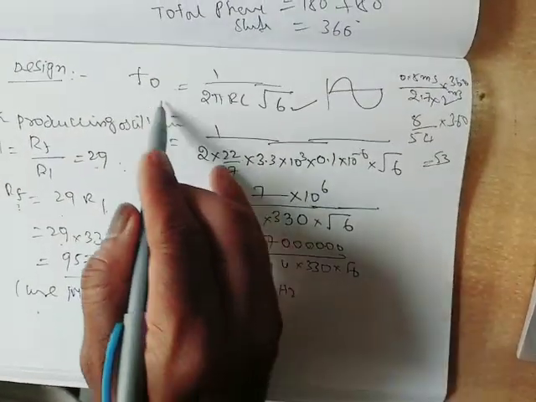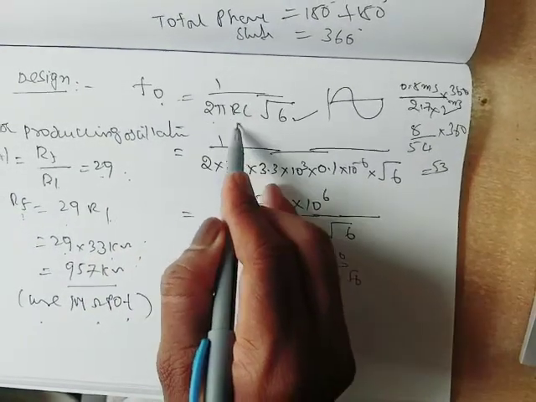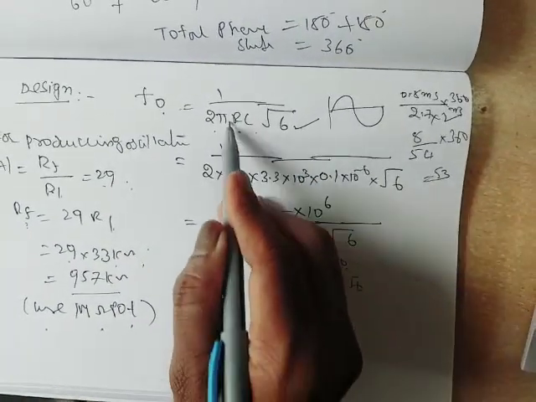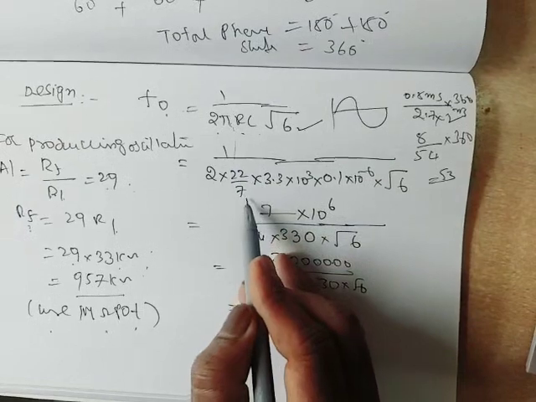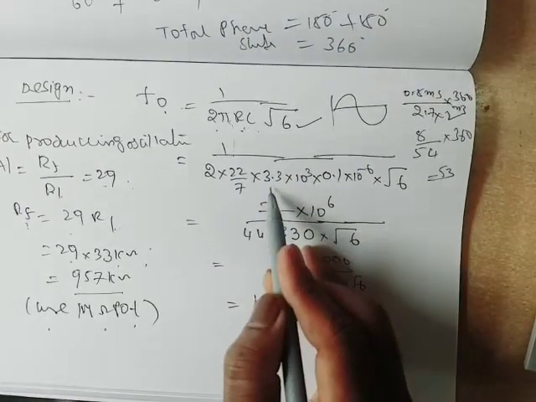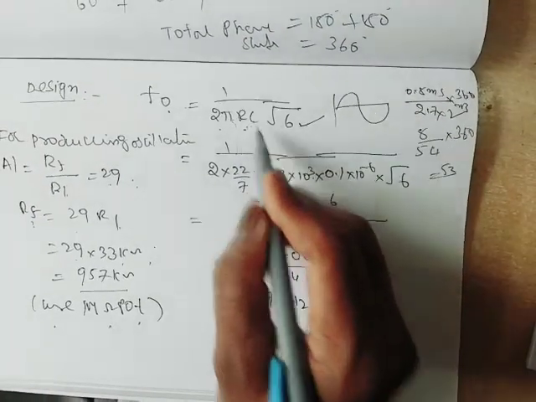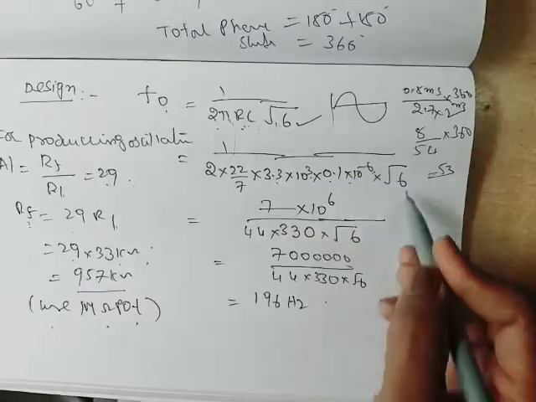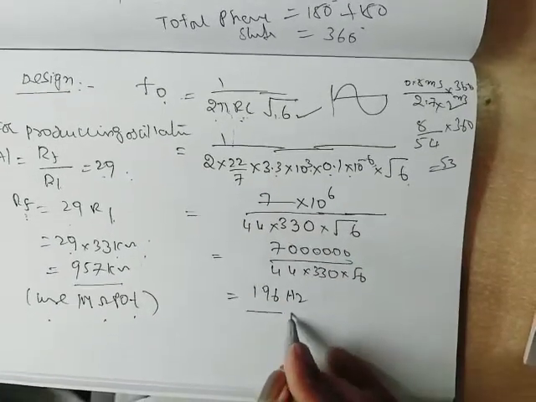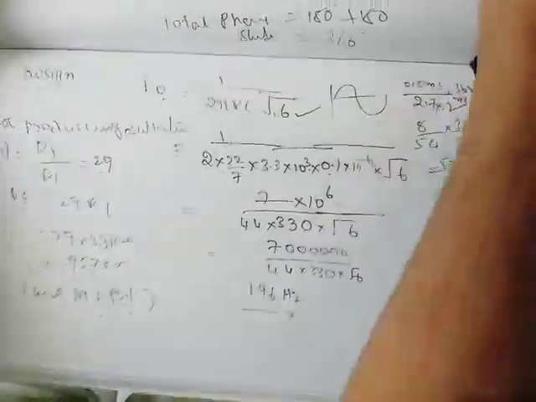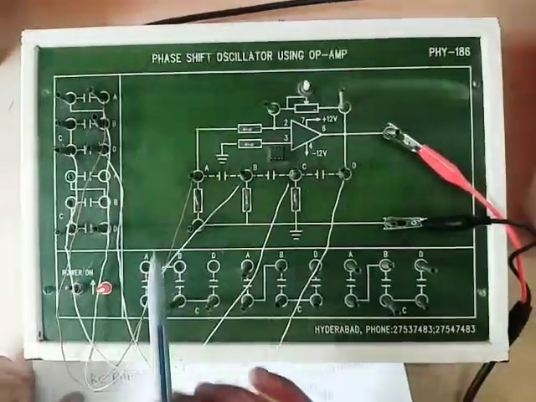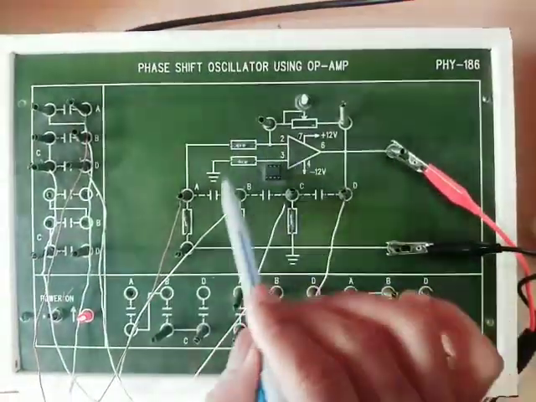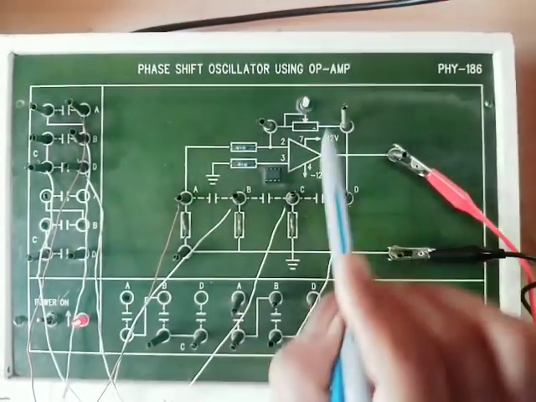Coming to frequency of oscillations, F0 is equal to 1 by 2 pi RC root 6. 2 pi means 22 by 7. R is equal to 3.3 kilo ohms, C is equal to 0.1 microfarad, root 6. After calculations we will get 196 Hz. So this is the RC phase shift oscillator using op amp.